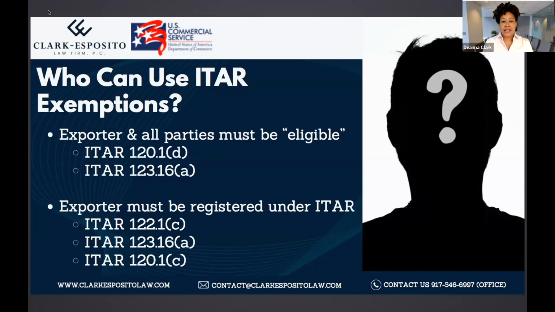In terms of who can use an ITAR exemption, the exporter and all parties must be eligible. And so ITAR sections 120.1D and 123.16A relate to eligibility. The exporter must also be registered under the ITAR, and those provisions can be found in 122.1C, 123.16A, and 120.1C. This is all 22 CFR, okay, is where you'll find these.